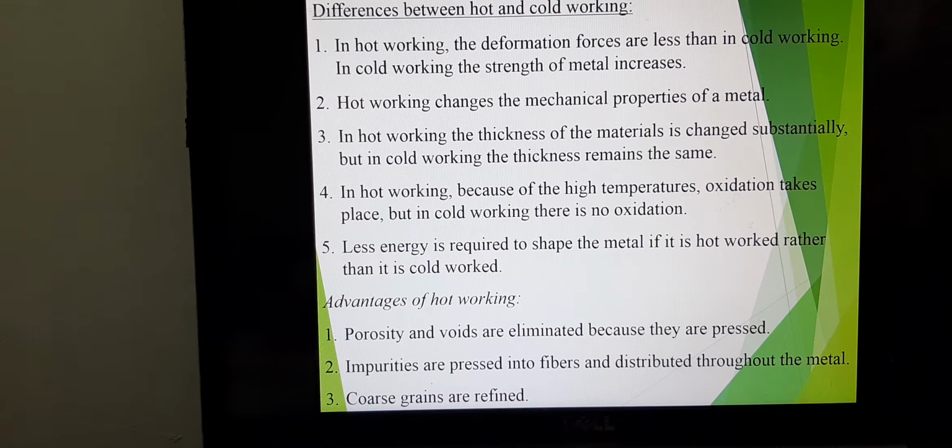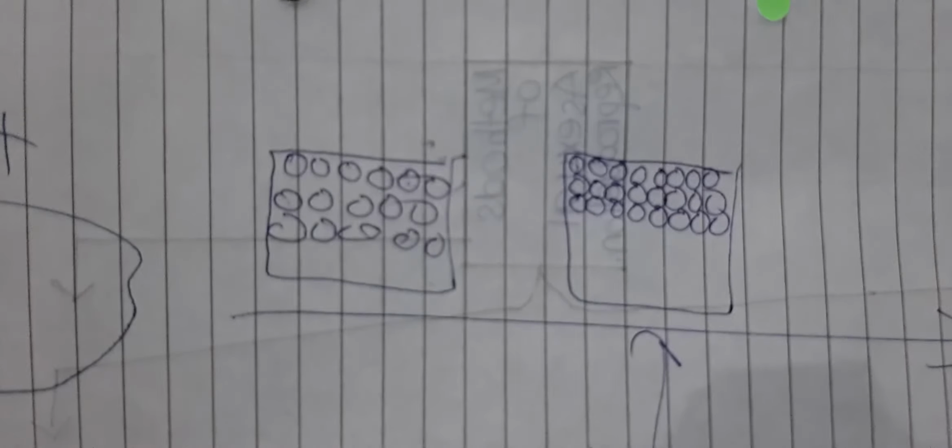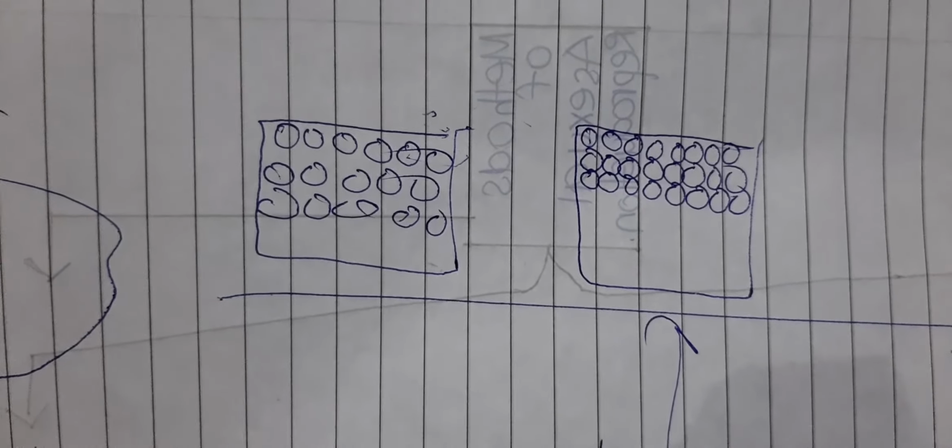Okay, so what are the advantages of hot working? Porosity and voids are eliminated. So just like I mentioned to you, if you look here, this was your initial grain with a lot of voids, ruang kosong, in between the metal. And this is your atomic structure after recrystallization. So which is better, this or this? Definitely this, right?